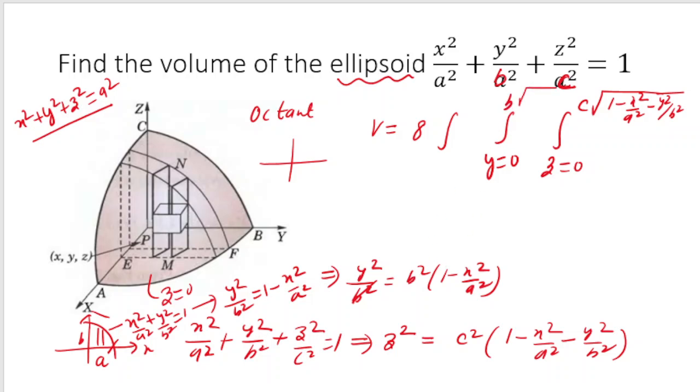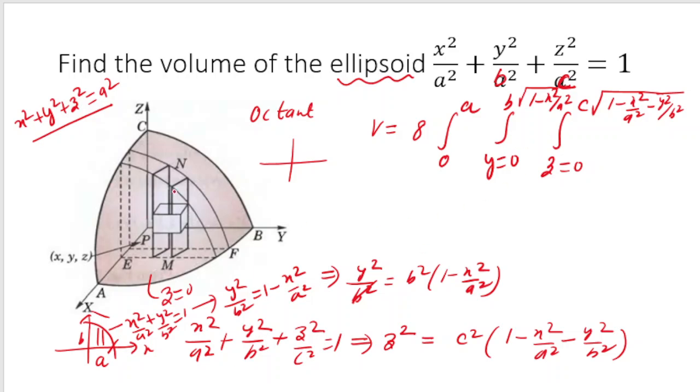b2 under root 1 minus x square by a square. And then finally the limit of x will be 0 to a. So this is how the limits will be written. I hope you have understood it, that I am taking a structure like this.